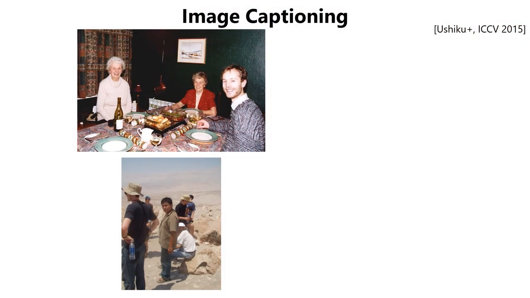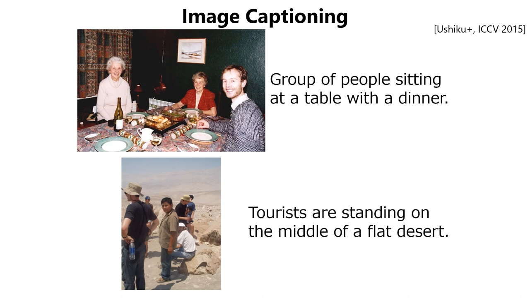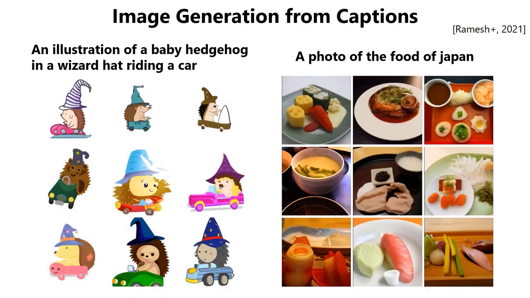Next, we have an example of image caption generation. Here, we can output a sentence consisting of 10 words describing the content of the input image. For example, a group of people sitting at the table with a dinner, or tourists standing in the middle of the flat desert. This is an example of an image-to-text problem that produces text data as output from an input image. Let's look at the next problem. Image generation from a caption, for example, an illustration of a baby hedgehog in a wizard hat riding a car can be generated exactly like that.